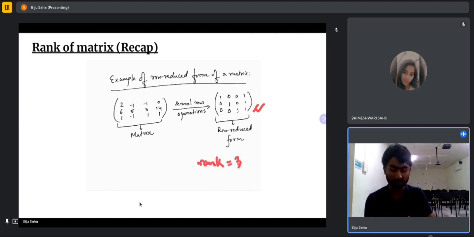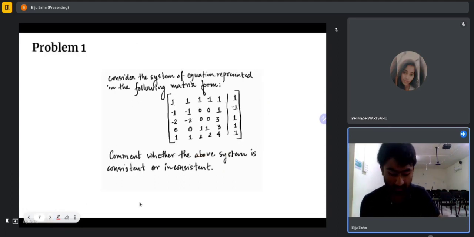Having provided this brief recap of the rank of a matrix, let us move towards solving the first problem. In this session I will mainly discuss 12 such problems that will help you solve the problems given to you in the assignment, based on the topics discussed in the previous week.